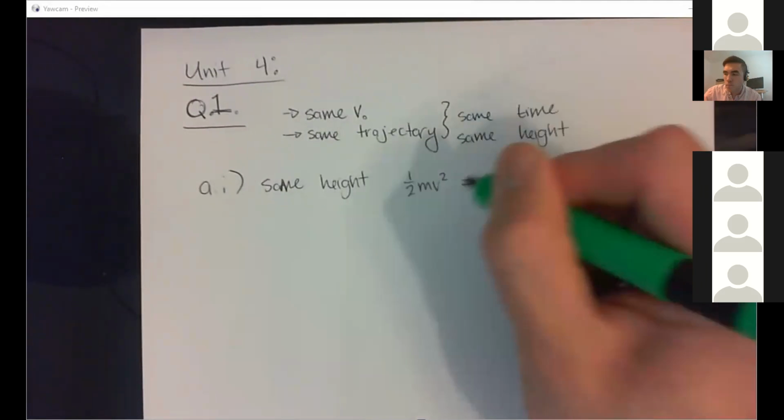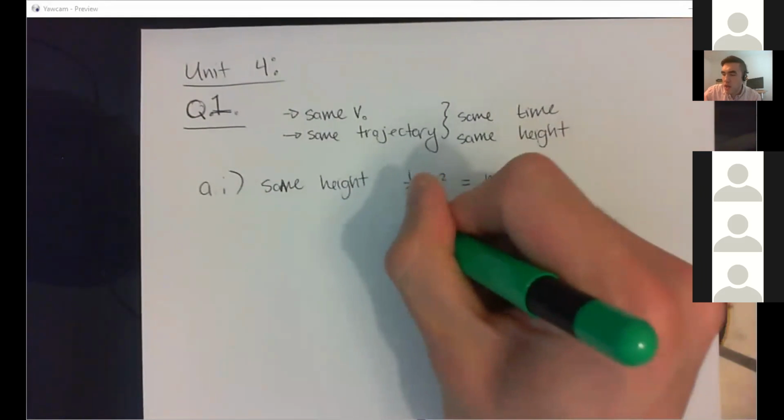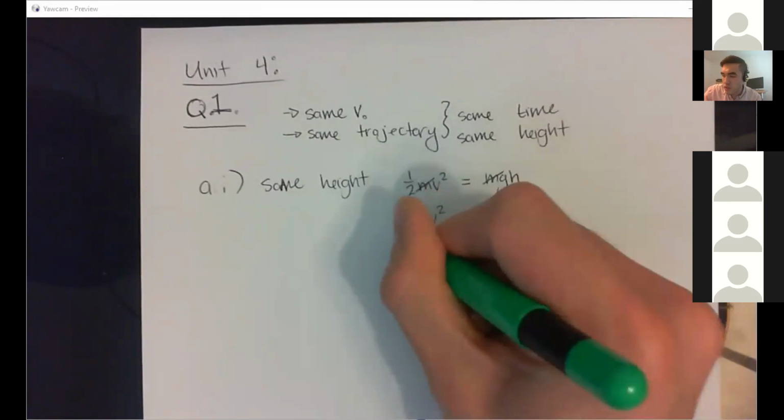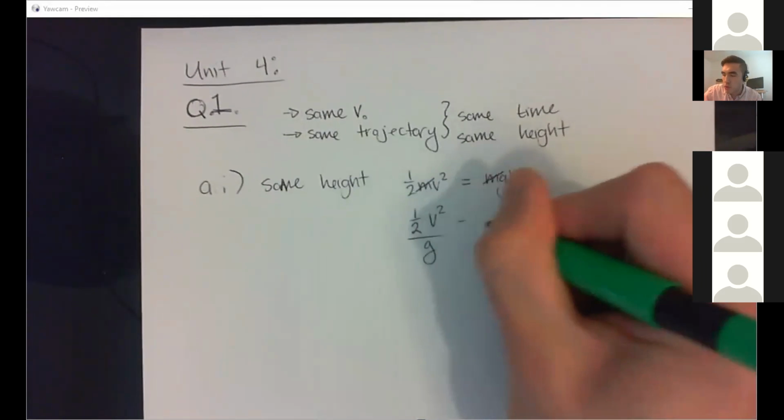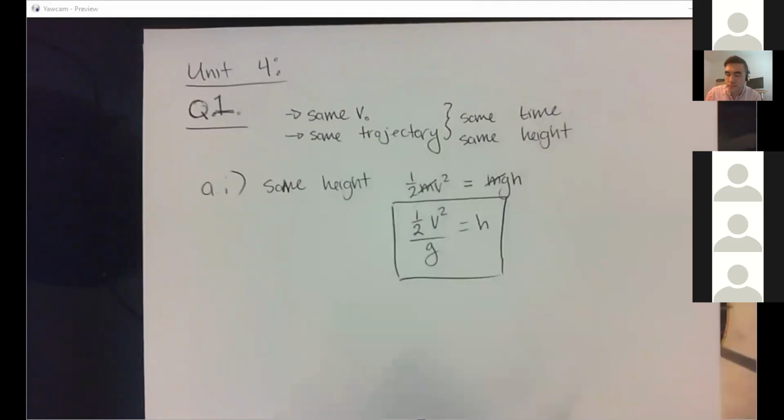And what do you notice about this setup? You cancel the mass. The mass is irrelevant. It doesn't matter what the mass of the object is. The maximum height of any given object is going to be 1/2 v squared over g every time, no matter what. This is all that there is to determining the maximum height of a projectile.